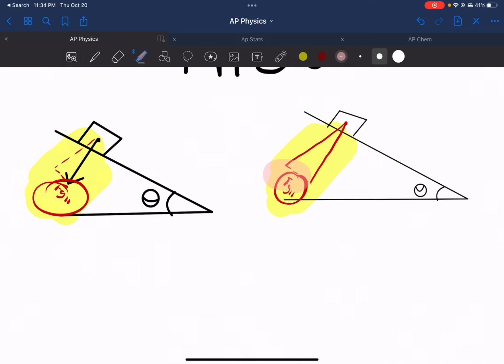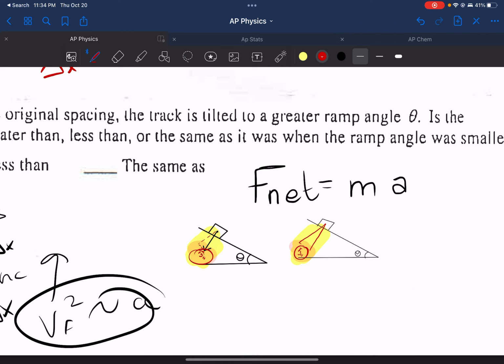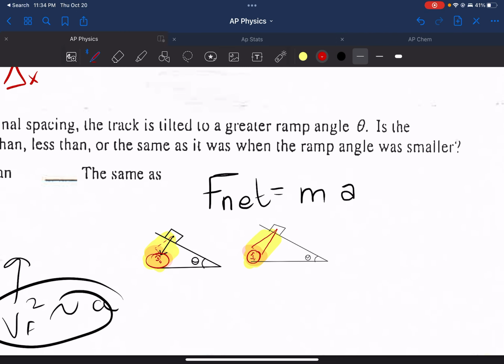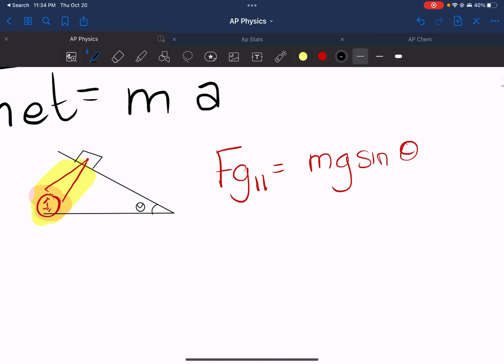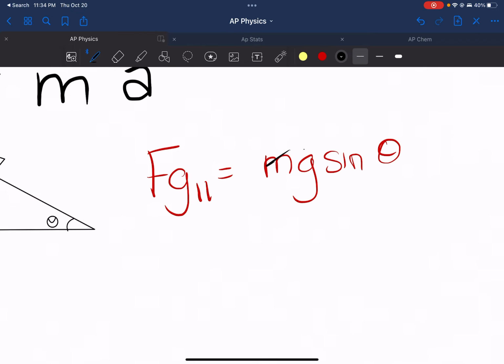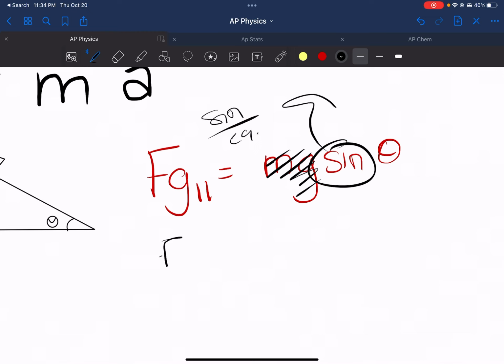Okay. So that is another way to look at it. Based off this, you look at this formula. We know that our FG parallel is a set formula. It's equal to mg sine of theta, right? Our mg is going to be constant. Sine has a set value. Sine doesn't change based on the equation. So it means that our FG parallel is proportional to theta.